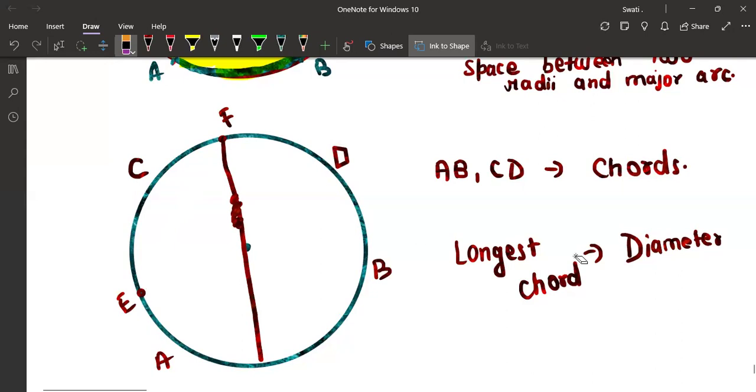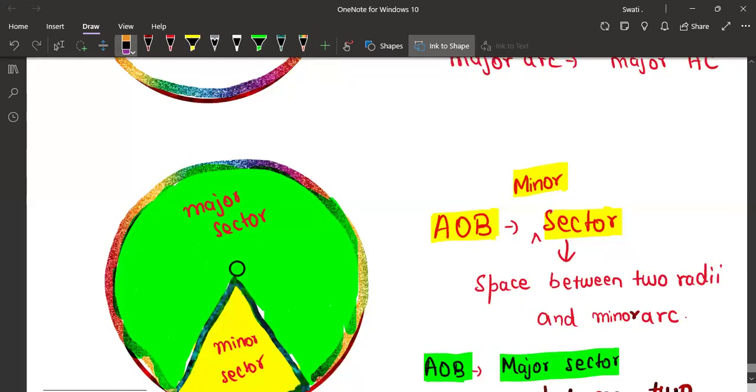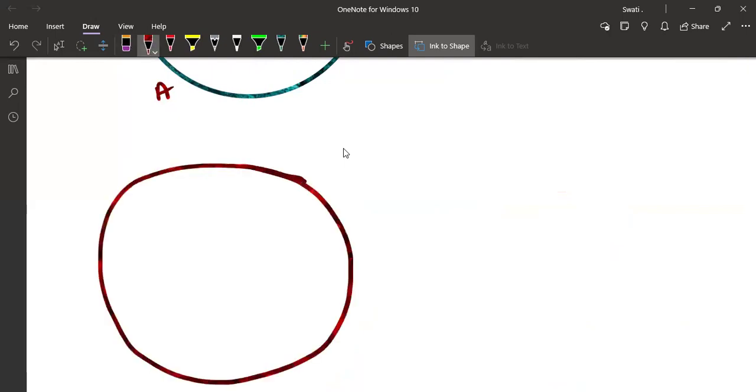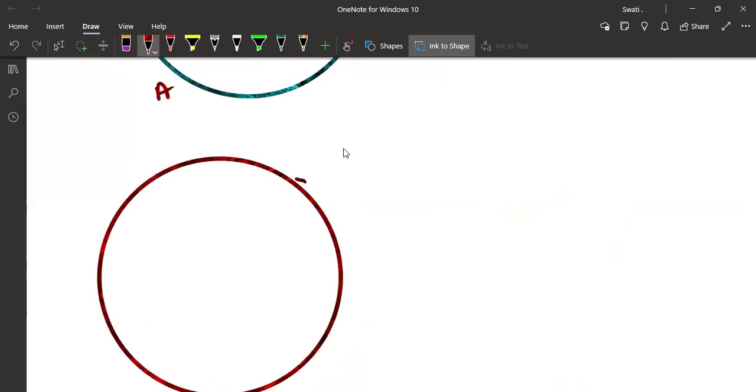Okay, I hope this is clear. Let's go to the next thing. Now you'll understand the next one because you have understood the chord. For that, I'll draw another circle. So we have a circle. Now, what is this called? This is called the chord of a circle, right? And of course, this is the center of the circle.